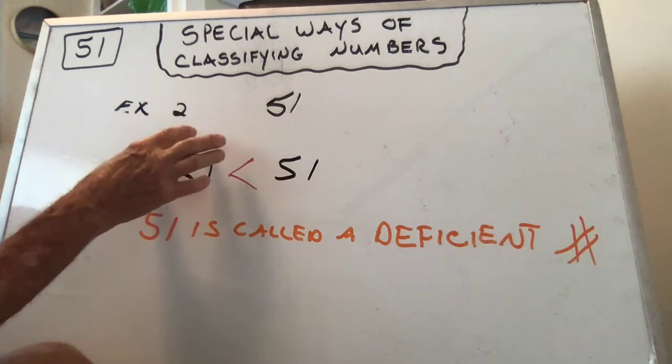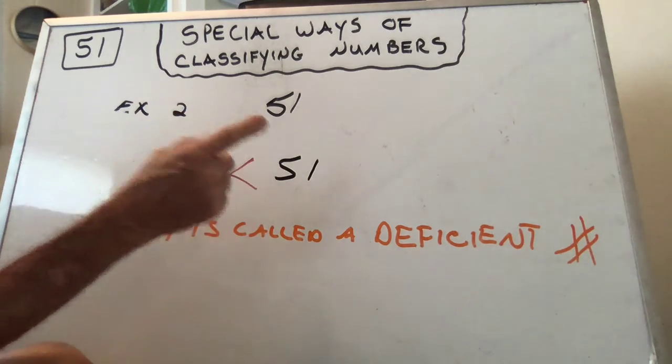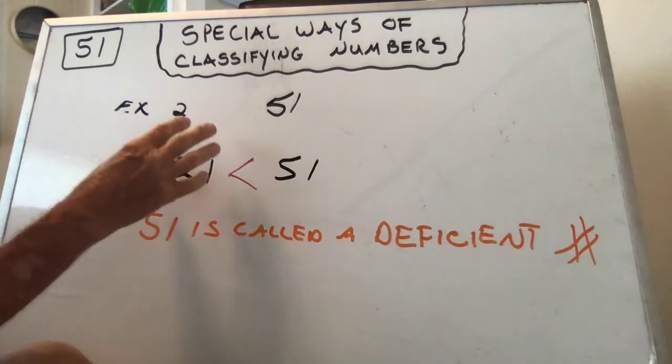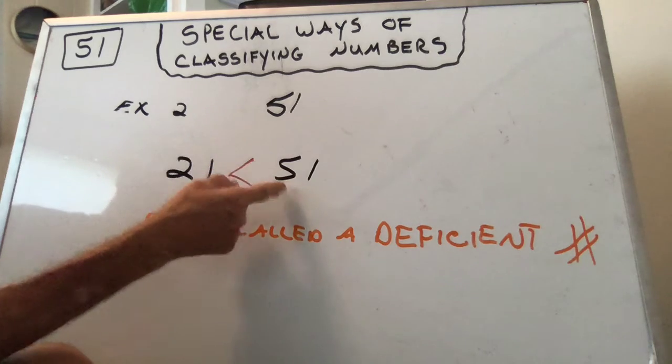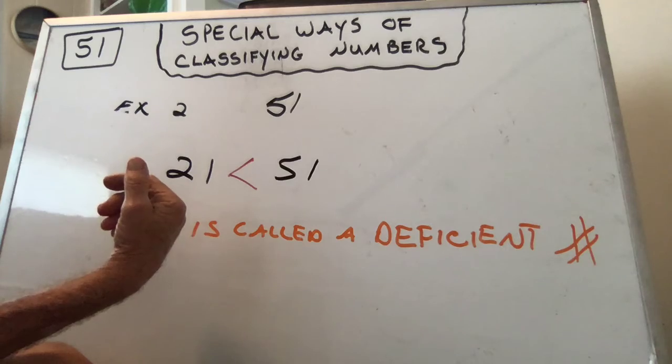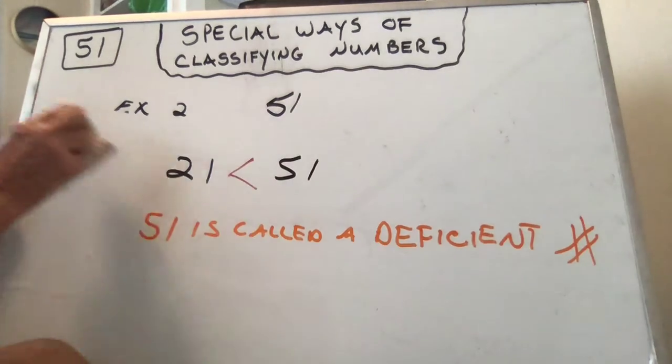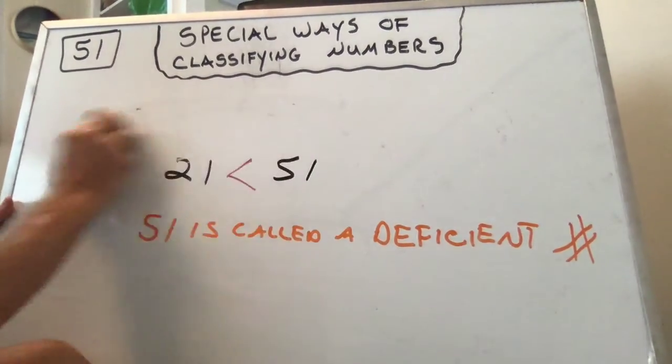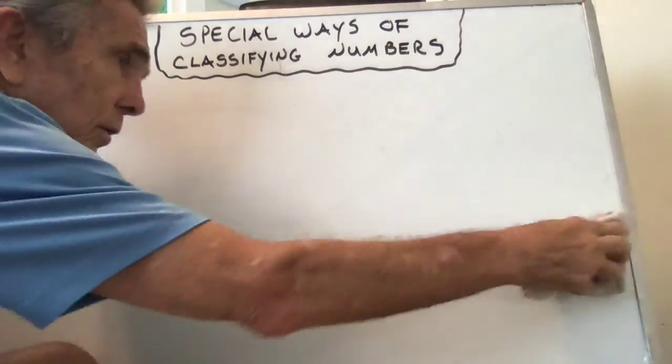If the factors are plenty, more than you need, that number would be abundant. If the factors are not up to that number, if they're less than it, then it's called deficient. And numbers are going to be one of those things. All right, so we're going to do one more.